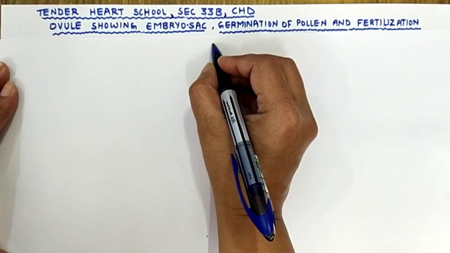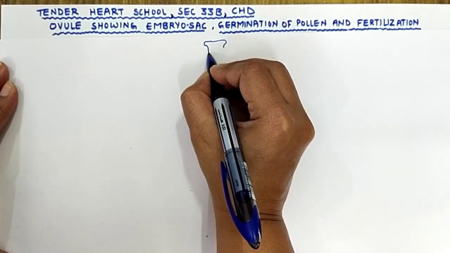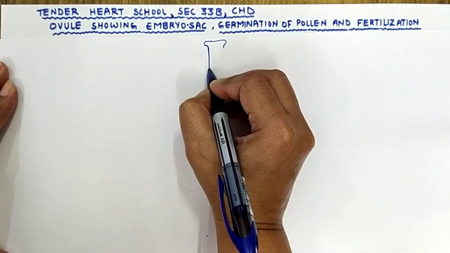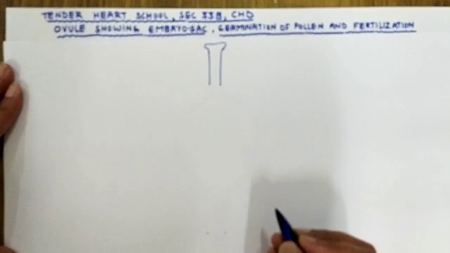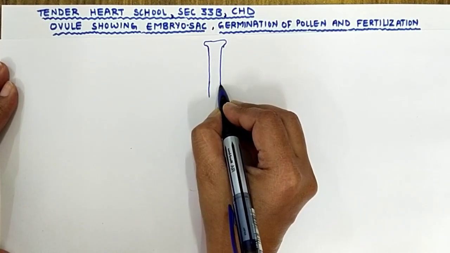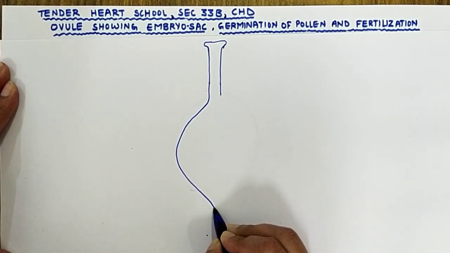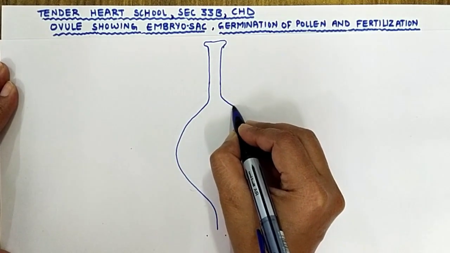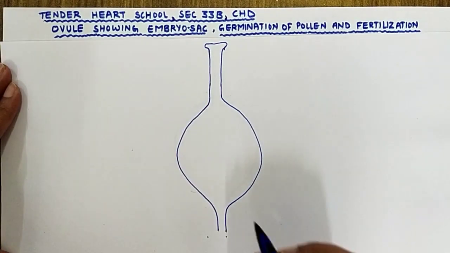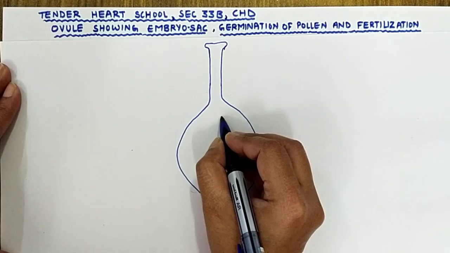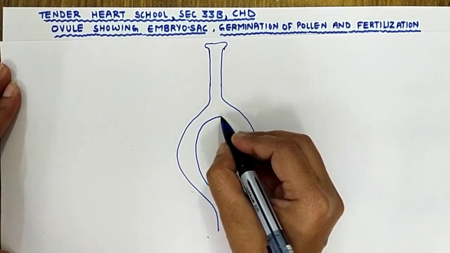Let us first draw the carpel. So the upper expanded portion of the carpel is the stigma. Then we have the style. Then we have the ovary. Now inside the ovary we have the embryo sac. So you can show the embryo sac.